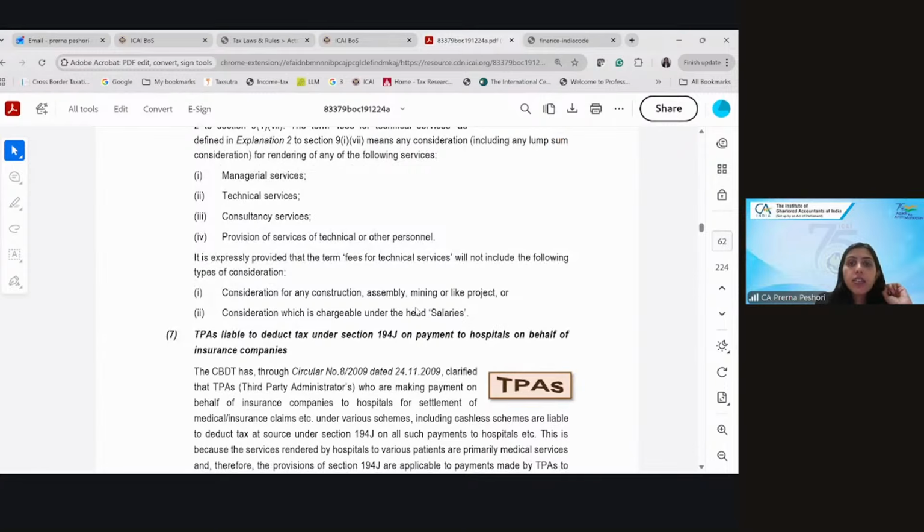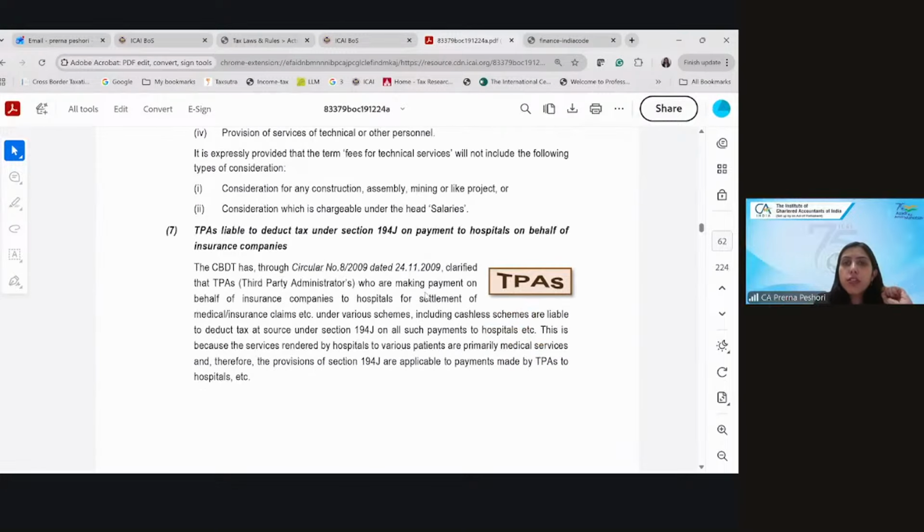Now, again, let's look at certain circulars and notifications. There is a CBDT circular in respect of the third party administrator, TPAs.